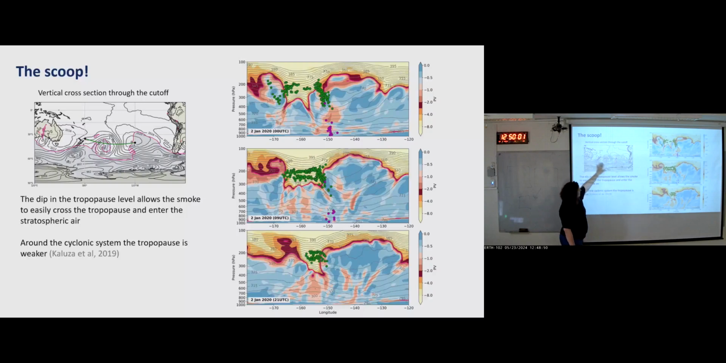No, this is two-dimensional. This is the cross section. What you have here is the cyclonic system, the low pressure system, and the PV cutoff at the top. The PV is marked by this. There's a very strong dip in the tropopause above the cyclonic system. The tropopause is usually very weak here, because of the structure itself, and it allowed an easier passage of smoke, or easier passage of air.